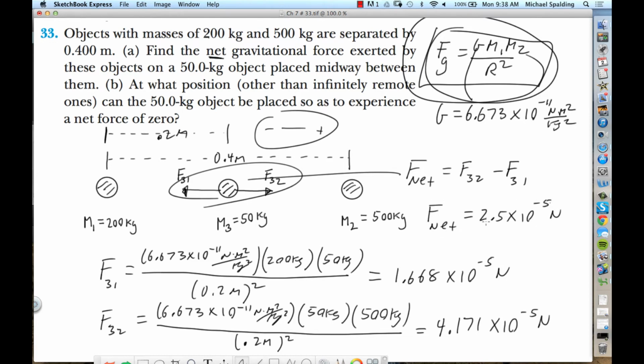2.5 times 10 to the negative 5. Now, part B. So everybody good on part A? Any questions?